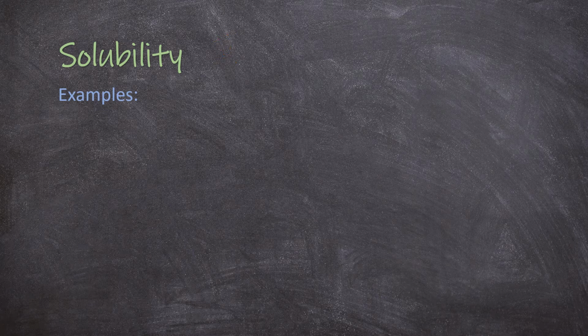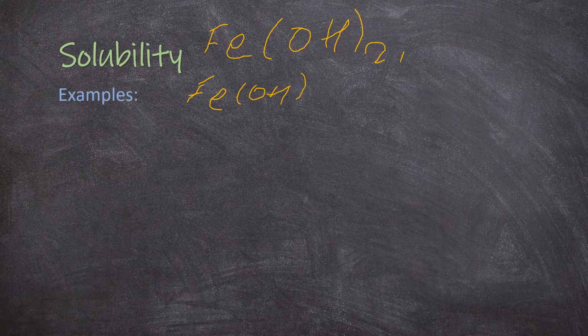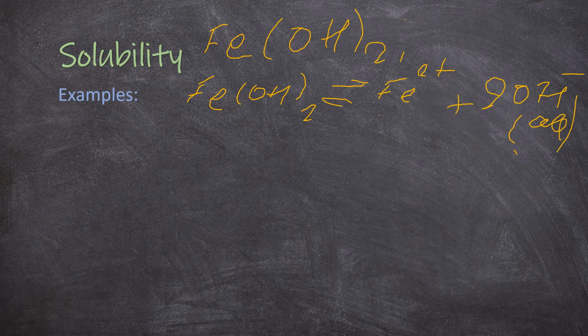Let's do this. So what can be written? Like I told you, you have to first separate this, like Fe2+ plus 2OH-. So this is aqueous, and this is aqueous, and this is solid. So the Ksp would be... so here is the point. Here you can make a mistake.